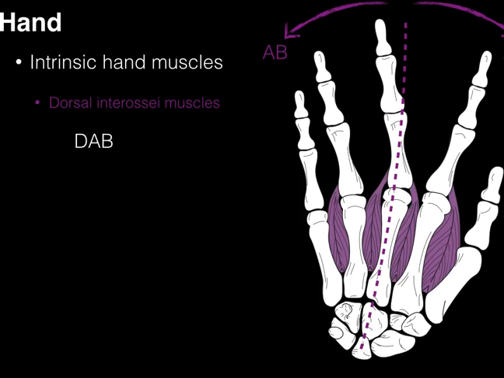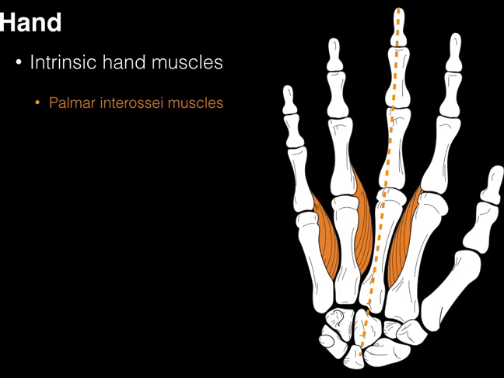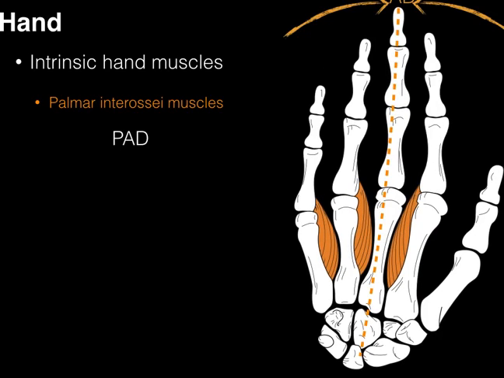the metacarpophalangeal joints, DAB. Now the palmar interossei muscles in orange, there's three of them, and these palmar interossei muscles are going to adduct. They pull the fingers towards the midline. They adduct the digits. And so you'll notice I put the acronym PAD. P, palmar interosseous muscles, will adduct the digits, hence PAD. And this is often why you'll hear these interossei muscles referred to as the PADs and DABs. And these muscles are innervated by the ulnar nerve.